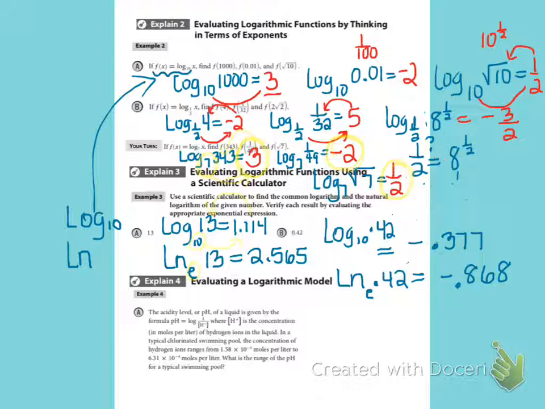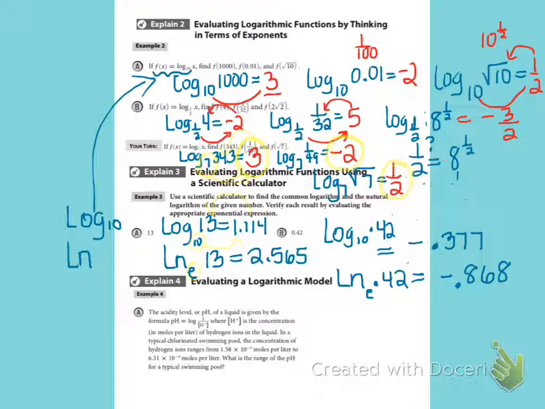So speaking of pH, in our first example, the acidity level, or pH, of a liquid is given by the formula pH is equal to log of 1 over H positive, where H positive is the concentration in moles per liter of hydrogen ions in the liquid. Notice that on that logarithm I did not see a base listed. That means it's the common log, or base 10. So in a typical chlorinated swimming pool, the concentration of hydrogen ions ranges from 1.58 times 10 to the negative 8 moles per liter to 6.31 times 10 to the negative 8 moles per liter. What is the range of the pH for a typical swimming pool?